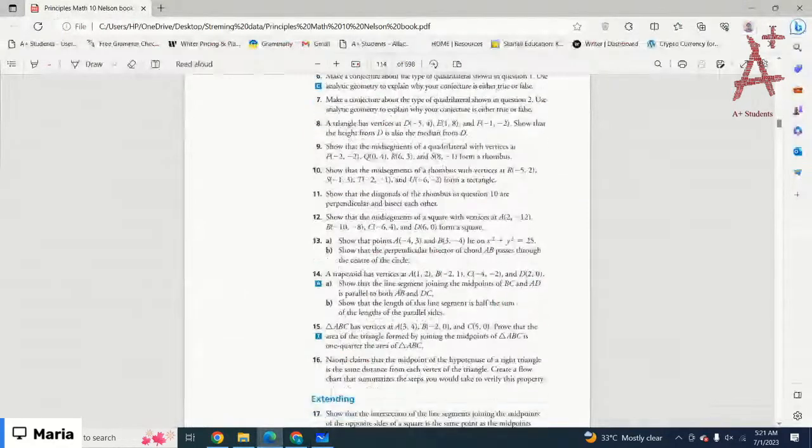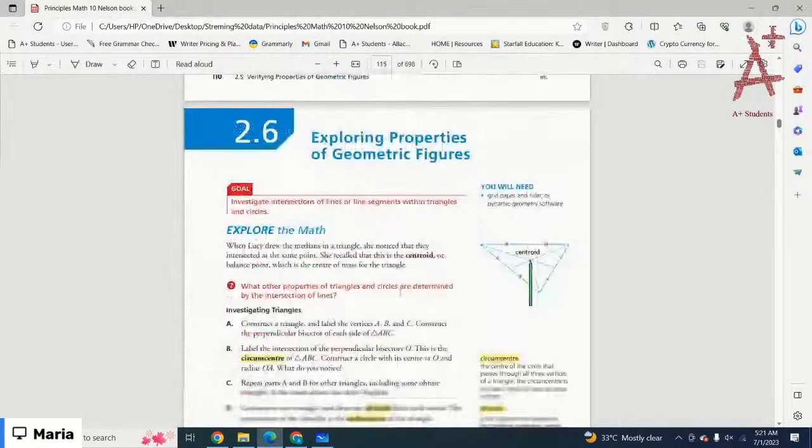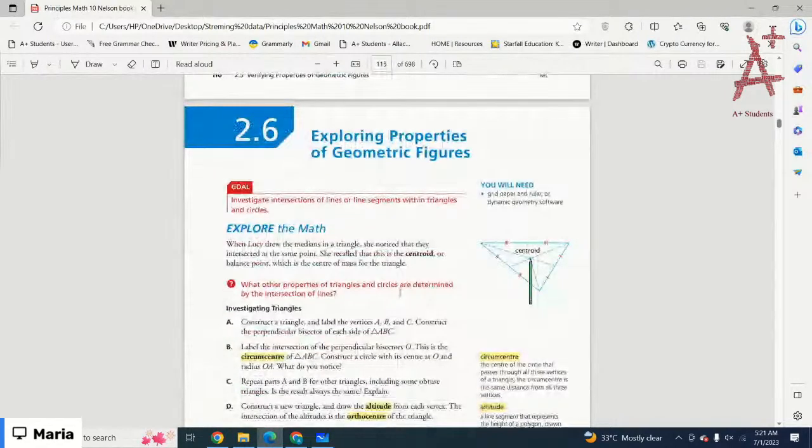Okay, you can complete the rest of the questions by yourself later today. Let me move on to the next lesson, that is exploring properties of geometric figures.